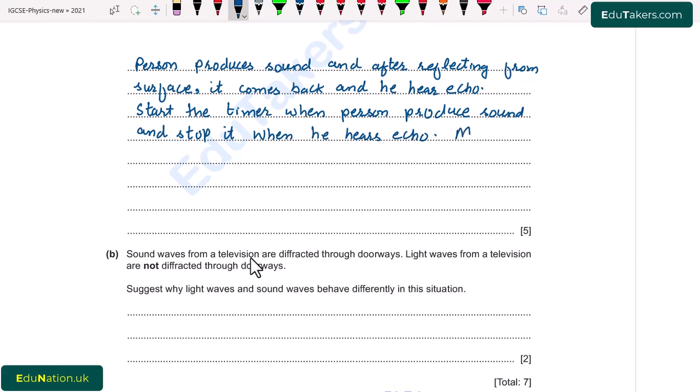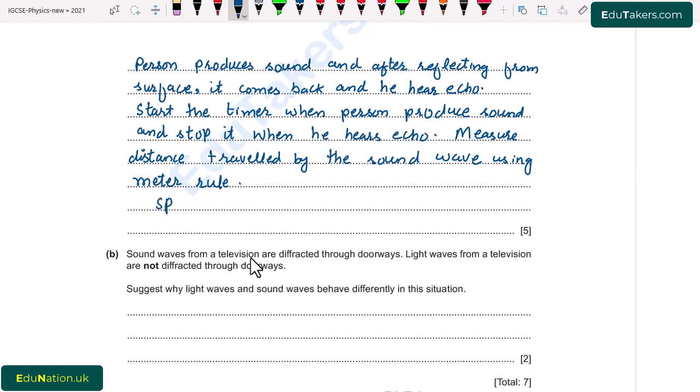Measure the distance traveled by the sound using a meter rule or using a measuring tape, and then the speed comes to be equal to the total distance traveled, which is 2 multiplied by the distance between the person and the wall.